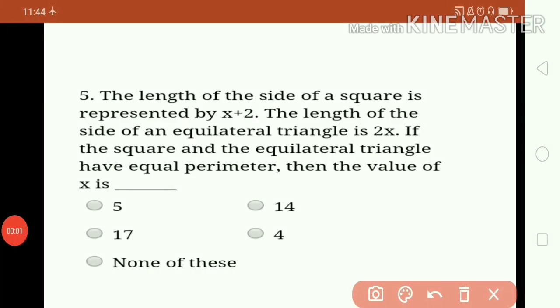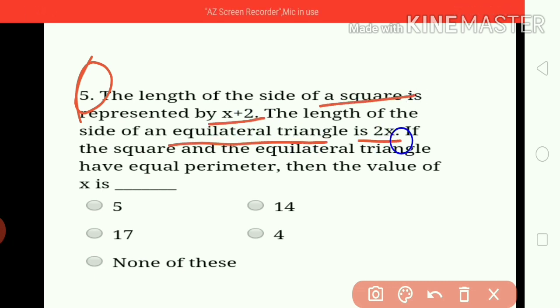Let's start question number 5. We are given the length of the side of a square is x plus 2 and the length of the side of the equilateral triangle is 2x. If their perimeters are equal, then find the value of x.